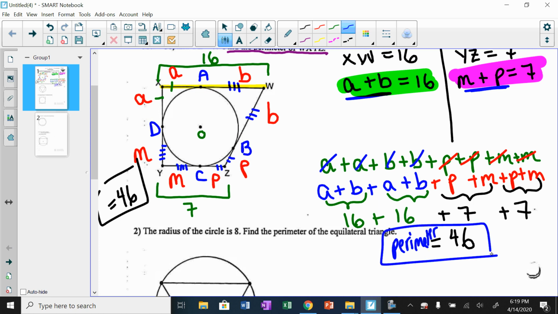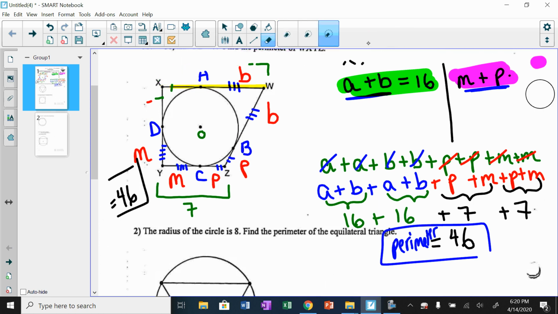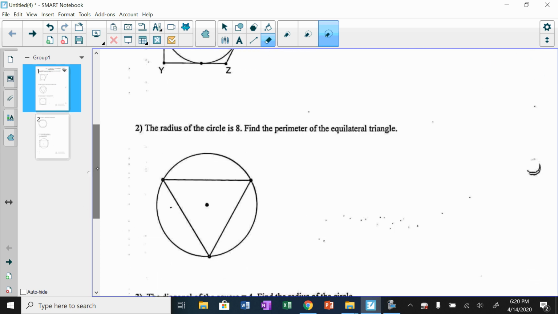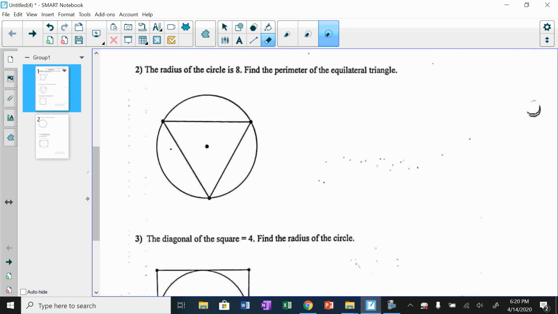46 units long. Okay. So let's erase this and get into some more difficult problems here. So the radius of a circle is 8. Find the perimeter of the equilateral triangle.